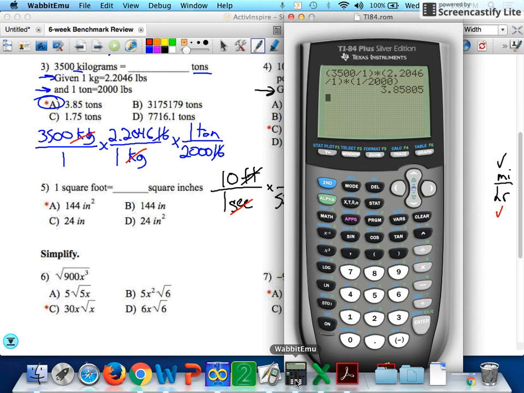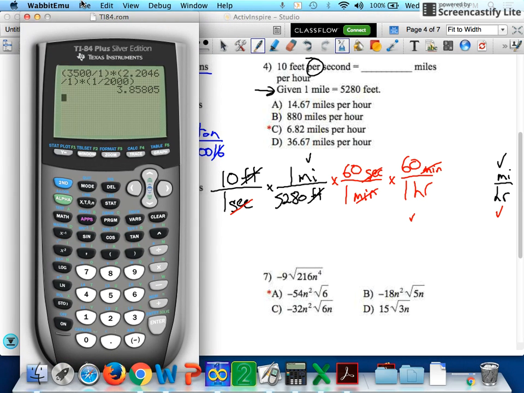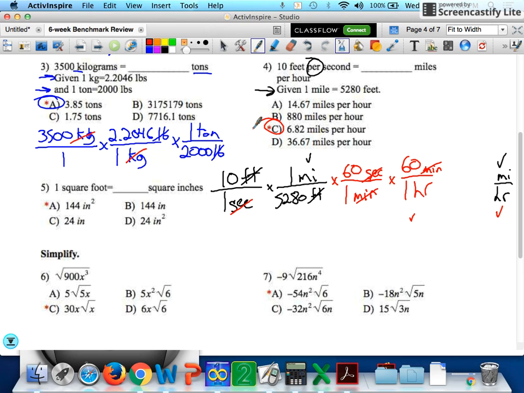You can grab your calculator and type in all your individual fractions if you would like. 10 divided by 1 times 1 divided by 5,280 times 60 divided by 1 times 60 divided by 1. And when we press enter on all that, we get 6.82 miles per hour. Okay? 6.82 miles per hour, just what we want.